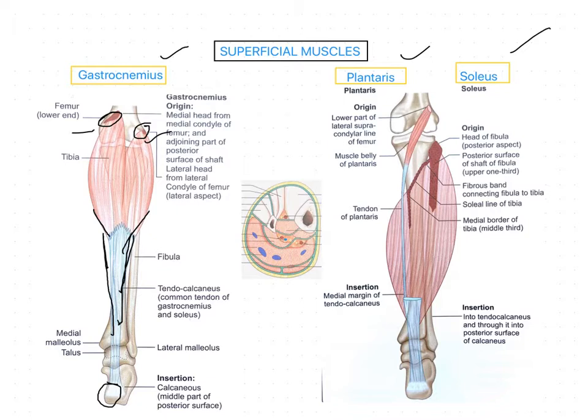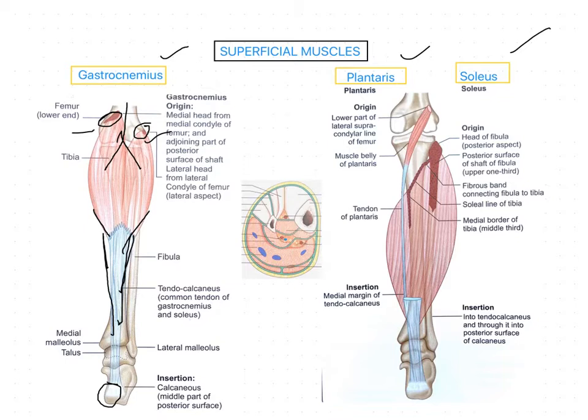The action of the gastrocnemius is plantar flexion of the foot. When the foot is on the ground, it can flex the knee joint. That is the action of the gastrocnemius. This muscle is supplied by the tibial nerve. Each head receives a separate branch from the tibial nerve. So this is about the gastrocnemius.